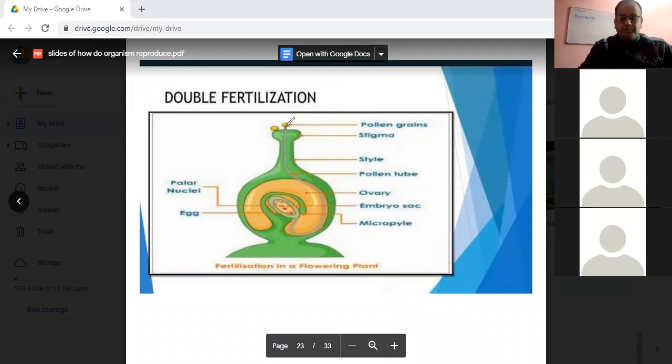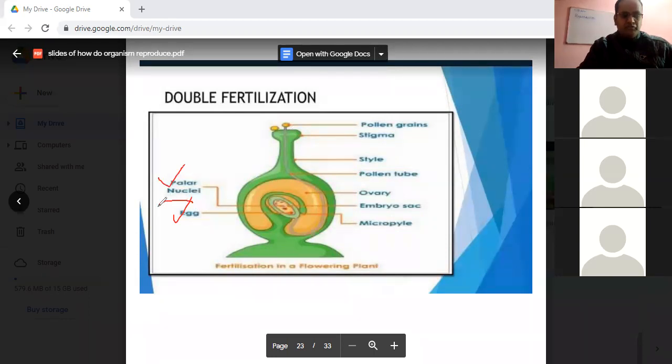A pollen grain is coming and sitting over the stigma. This pollen grain forms a pollen tube towards the ovary. Two male gametes are released. One male gamete comes and fuses with the egg. The second male gamete fuses with the polar nuclei.